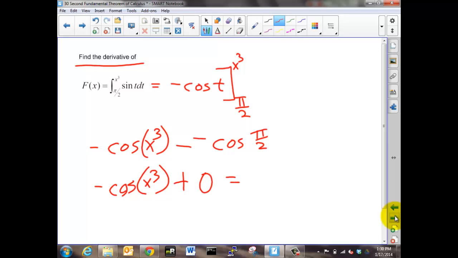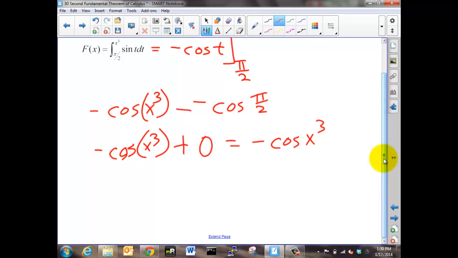So we could really simplify this all to say that our function is equal to minus cosine of x cubed. So by integrating, we've simplified that our function is minus cosine x cubed. Oh, I see it. We didn't do the x cubed. Well, how does that change things? Because now we put it together.